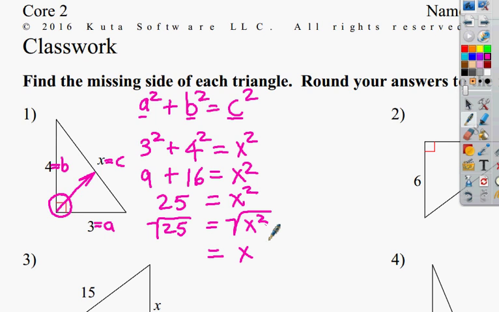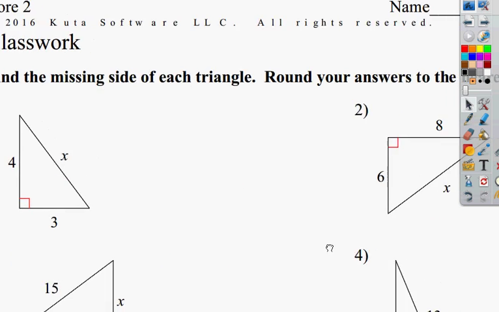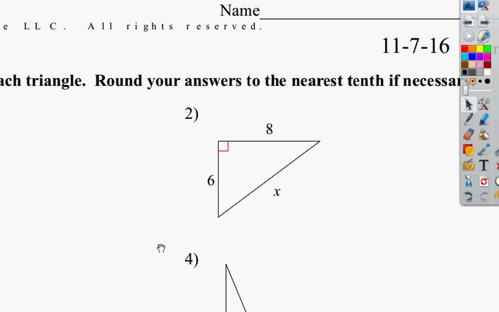Square root of 25, I know is 5, because 5 times 5 equals 25, or 5 squared equals 25. So that's the value of that side. Pause the video for a moment and move on to question number 2. When you get done, come back and I will do question 3.